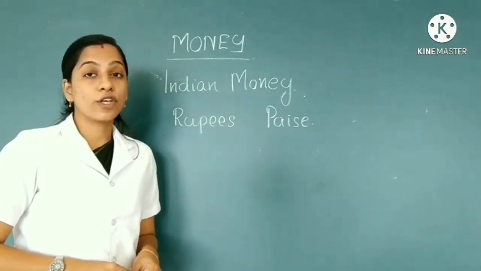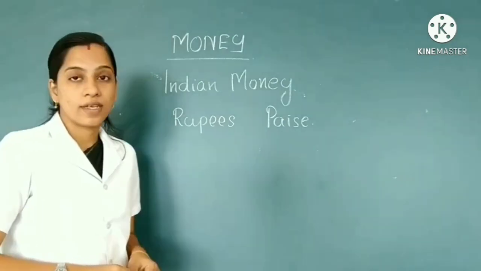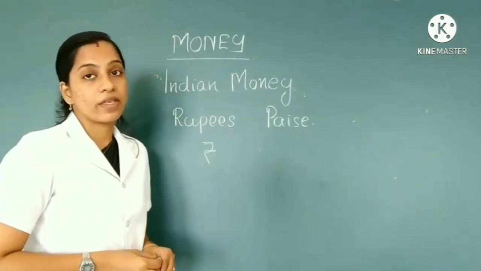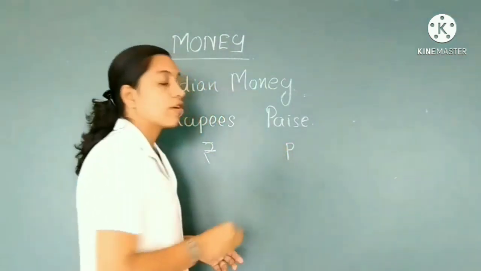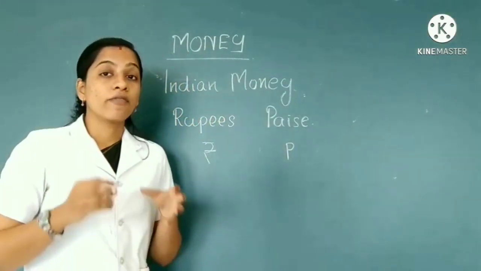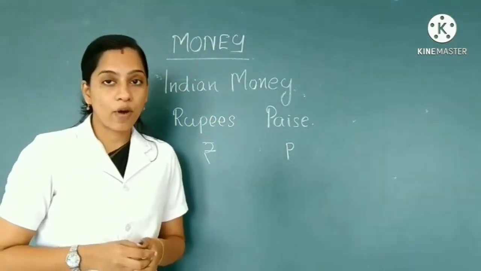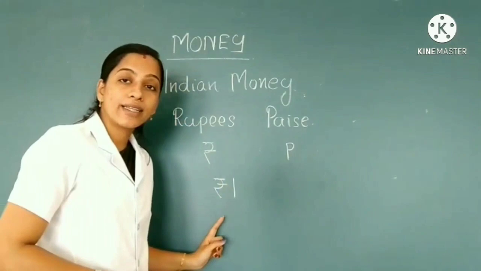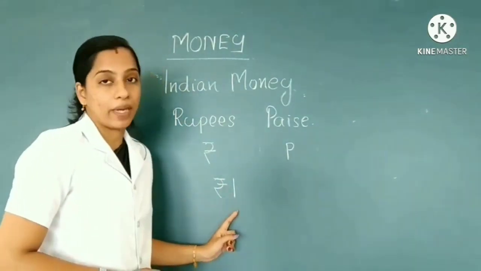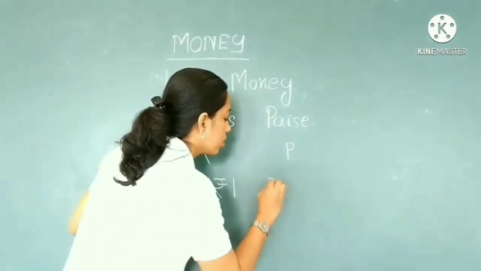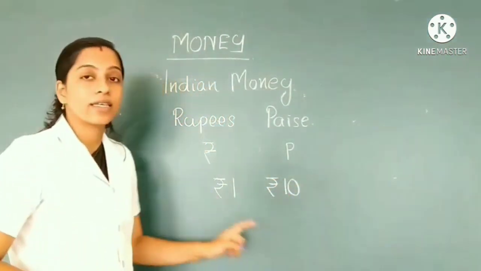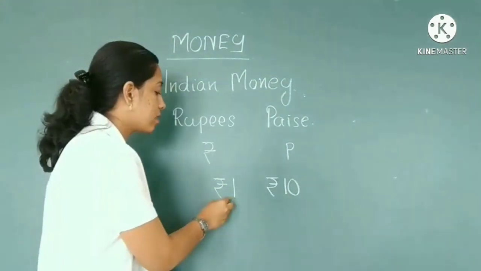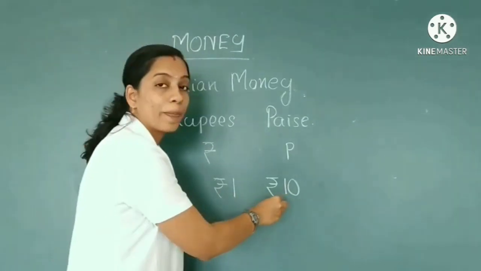Our Indian government has introduced a symbol for denoting rupees. See children, this is the symbol we use for denoting rupees and the letter P is used for denoting paise. Children, we will write the symbol before the amount. Let us see one example. How do you read this? Yes, this is 1 rupee. Okay. One more. Tell me children, how do you read this? Yes, this is 10 rupees. Right? We can read this as rupees 1 and this rupees 10.